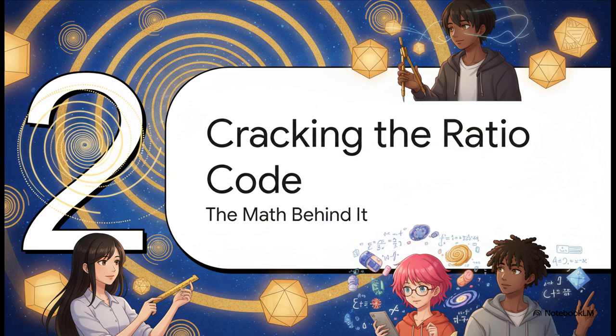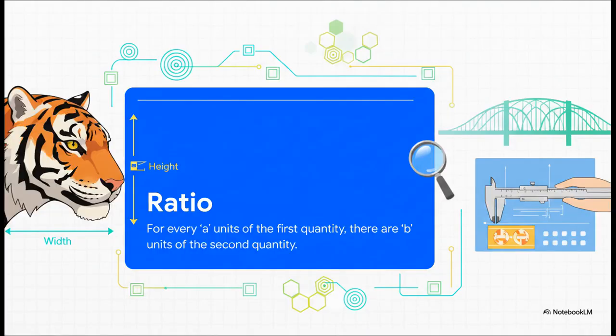But to really get a handle on it, we need to bring in a very specific tool. It is time to crack the ratio code. And that special tool is called a ratio. It's really just a simple way of comparing two things. For our tiger, it's the relationship between its width and its height. For every certain number of units wide, it's a certain number of units high. And that relationship, well, it's everything.